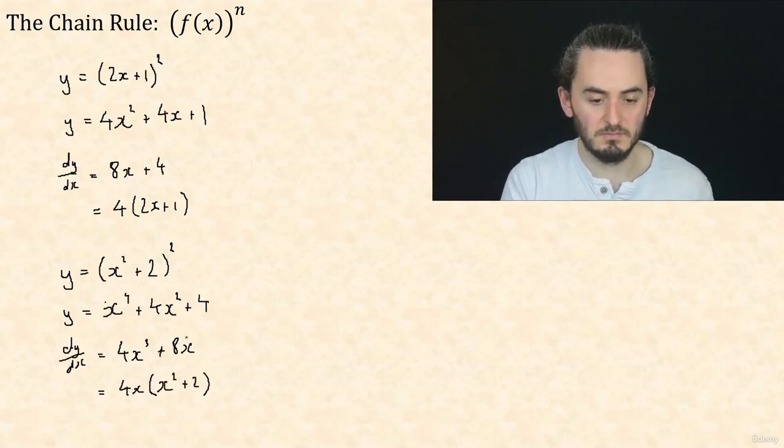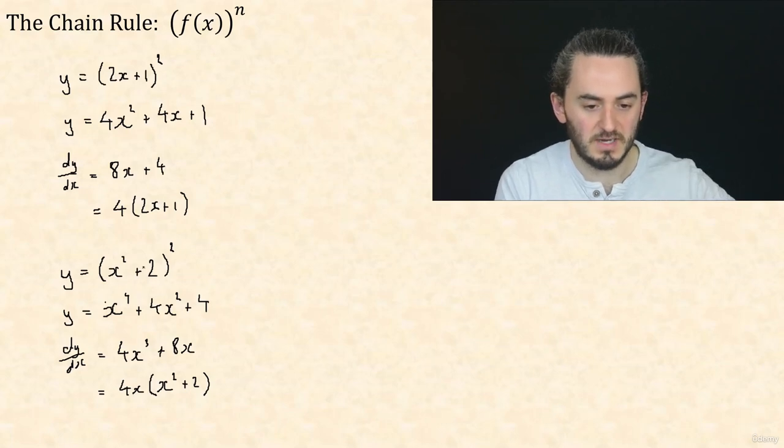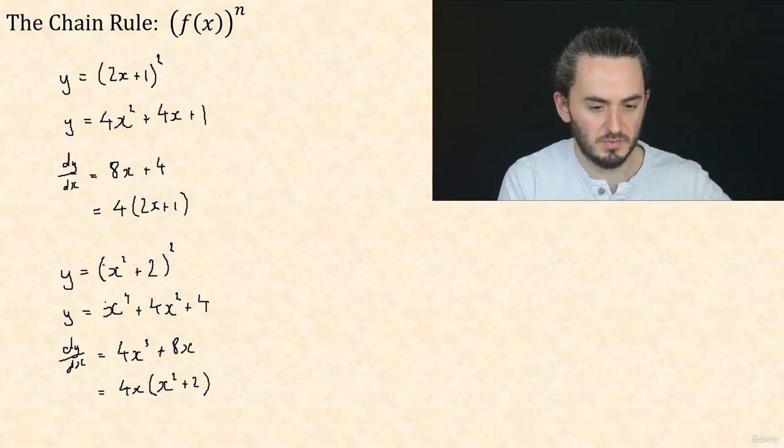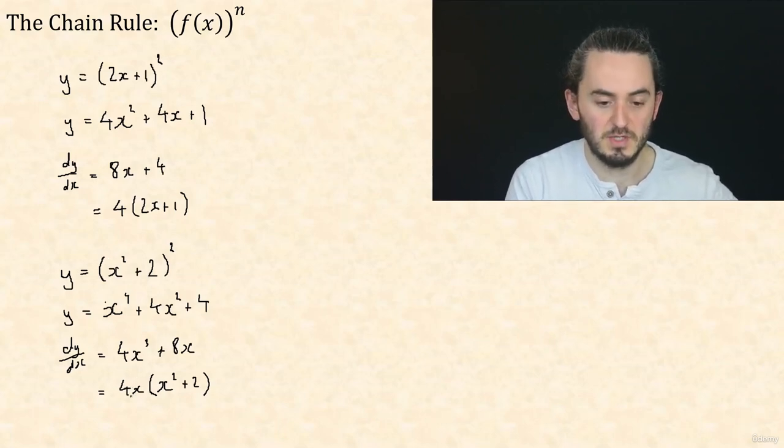So once again, the function in the bracket has survived the journey. I've still got x squared plus 2 here. The power dropped by 1, and yes, it multiplied to the front, but it multiplied to the front along with another 2x. It was 2 times 2x here. Where did that 2x come from? Well, it's in fact the derivative of what's going on in the bracket.